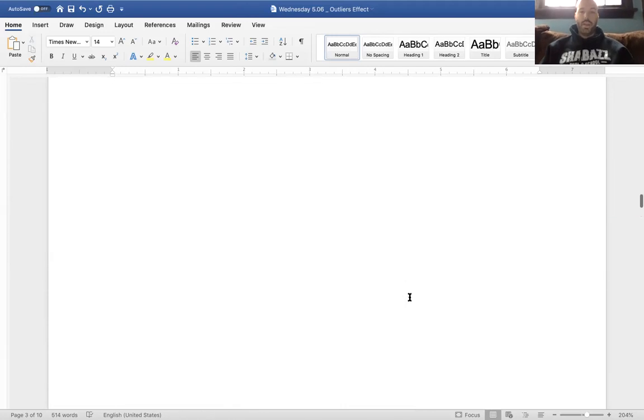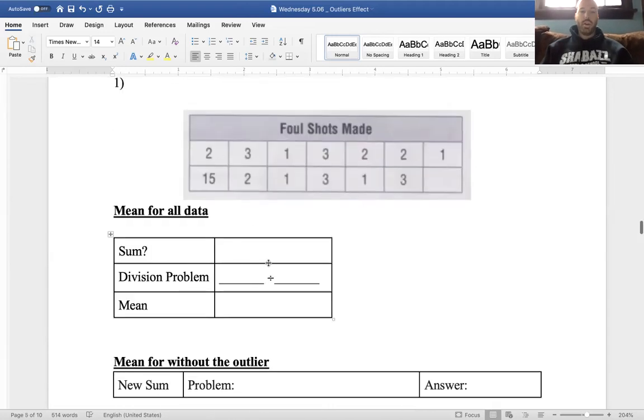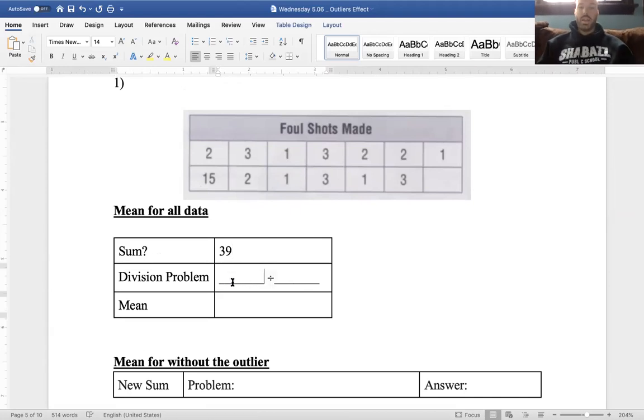Okay. Your first step was to add up all those numbers. When you add them all up, you should have gotten 39. That's not the mean. We have to take that 39 and divide by 13, because there's 13 different numbers. So it's 39 divided by 13, which gives me a mean of 3.